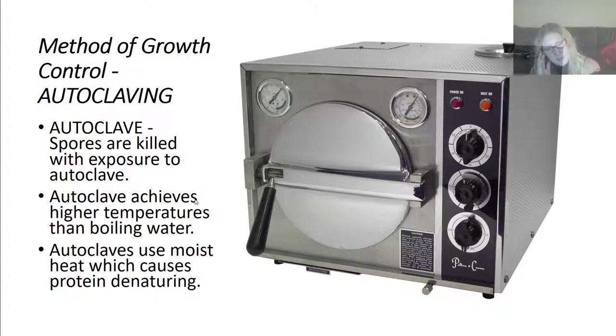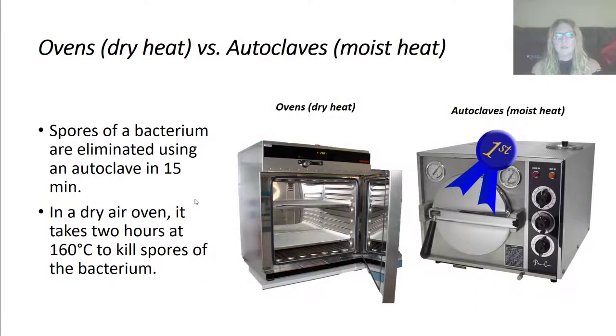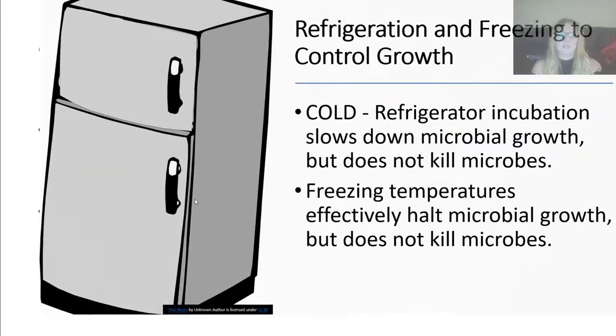Okay, so it uses moist heat, which causes protein denaturing, which is what we want because it's a good thing. And spores are killed with autoclave exposure. So this is a great method. There are also ovens which are a dry heat, but they really can't compare to the autoclaves. So autoclaves are really the best way to go, just so you can compare and contrast. The spores of a bacterium are eliminated using only 15 minutes in a moist autoclave, versus it would actually take 2 hours in a dry heat oven at 160 degrees Celsius to kill spores of a bacterium. So pretty big difference there.